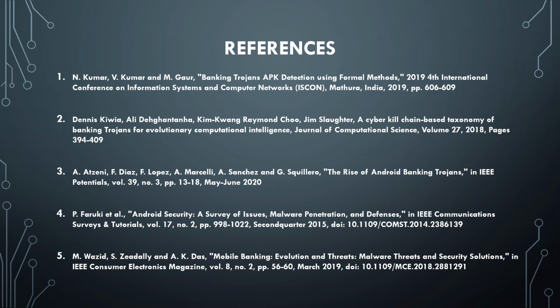The main references used for this project will be: Banking Trojan APK Detection Using Formal Methods, A Cyber Kill Chain Taxonomy of Banking Trojans for Evolutionary Computational Intelligence, The Rise of Android Banking Trojans, Android Security: A Survey of Issues, Malware Penetration and Defense, Mobile Banking: Evolution and Threats, and Malware Threats and Securities.